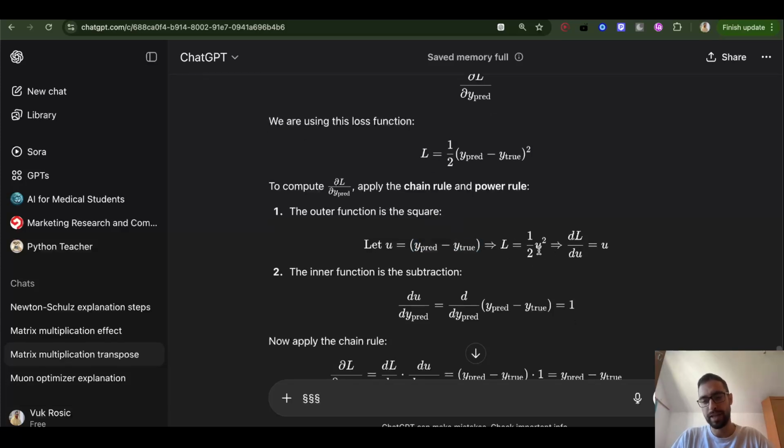The rule goes like this. Whatever you are squaring, the square goes in front. So the derivative of u squared is just 2u. And the 2u times 1/2, the 2 and 1/2 will cancel. So you just get u. Okay. And then we have the inner function.